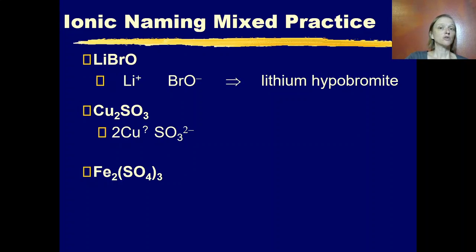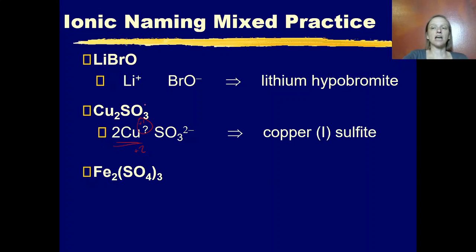Copper is one of those transition metals with a variable oxidation state, could have different possible charges, but we can figure out from this that if we only have one sulfate ion and that one sulfate ion has a charge of -2, but we have 2 coppers, and together those have to add up to a charge of +2 so that our charges balance out, then each copper has to have a charge of +1. So this is copper 1 sulfite.